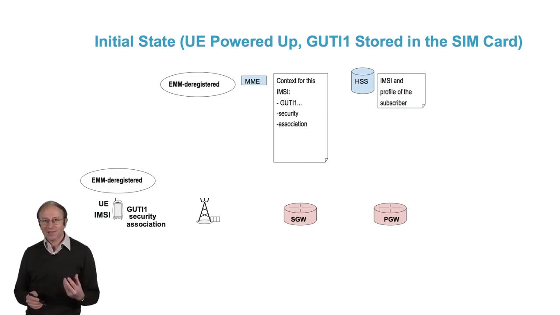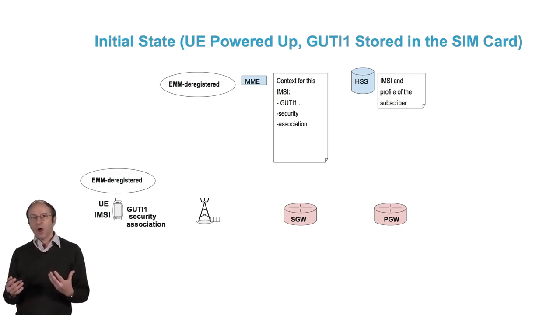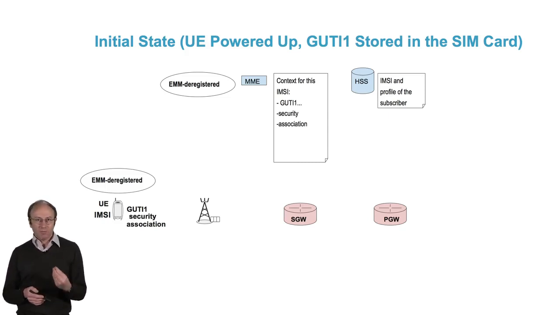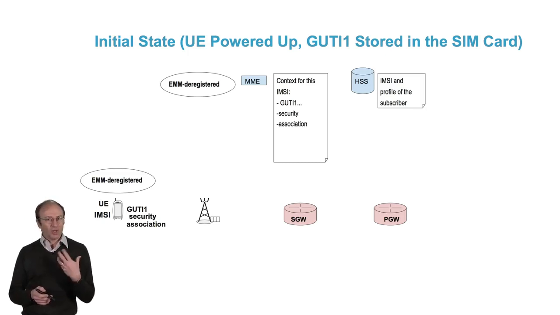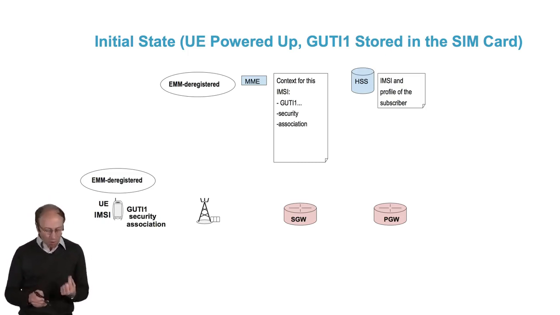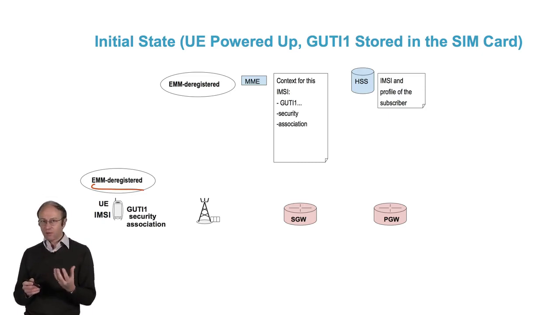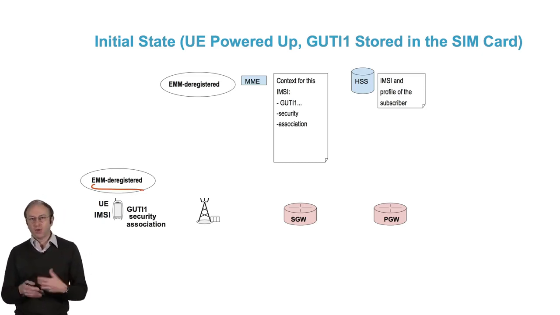First, let's look at how things are when we consider a powered down terminal. It's important for the network to know whether a terminal can be reached or not. Therefore, we have the notion of state, which is memorized for each terminal. This state, when attachment has not been made, is called EMM deregistered, which means that the cell phone is not reachable. It could be powered down or in flight airplane mode.